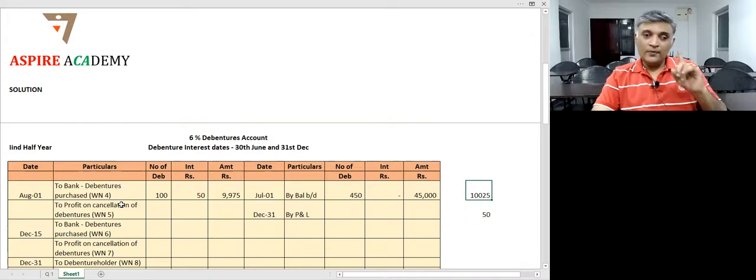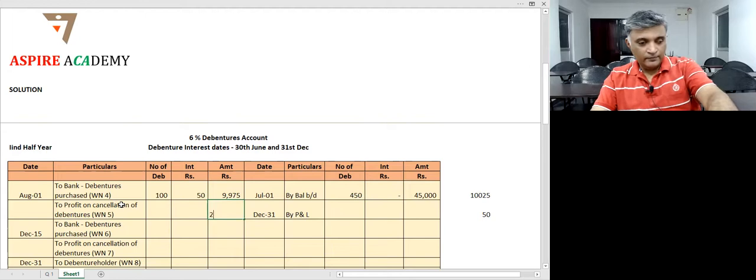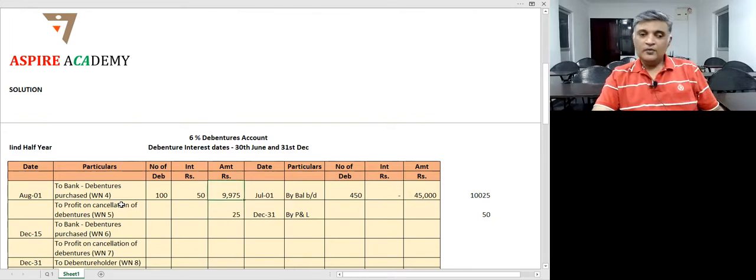Okay, and now I'm going to cancel. Once I purchase in the open market and immediately cancel the debentures, obviously I'm going to have a profit of 25. Correct? Because I am cancelling 10,000 worth of debentures by actually paying only 9,975. So thereby I gain 25 rupees in the process.